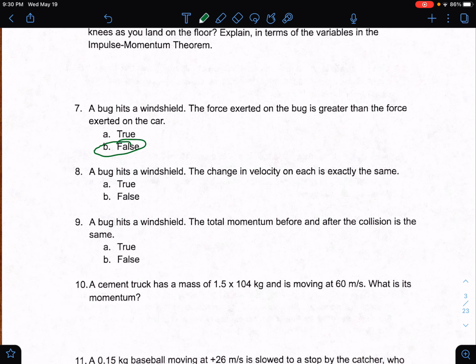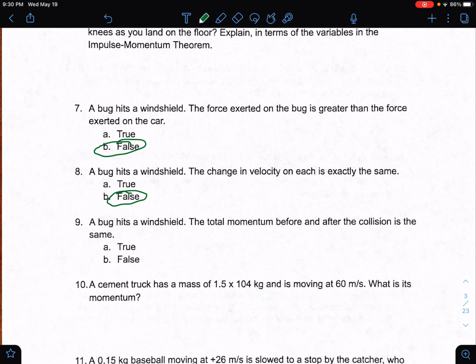Number 8, a bug hits a windshield. The change in velocity on each is exactly the same. This would be false. The car's not going to really change velocity at all. Okay, it'd be really marginal. But the bug is going to go from forward to backwards. I mean, it's going to die, but it's going to go from forwards to backwards, so it had the biggest change in velocity.